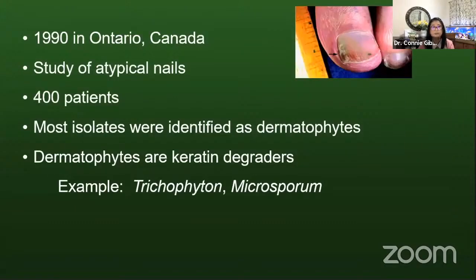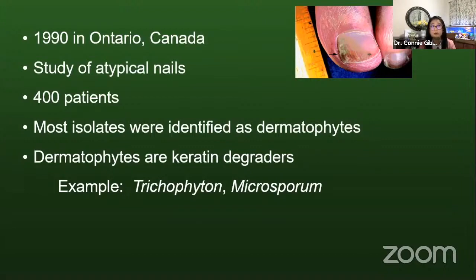Okay, so I'm going to give you an example on my work. This is part of my dissertation when I was in Canada. There was a big study in Ontario a long time ago, like before Jeff and I went to Canada. So that was in 1990. So they had this study.